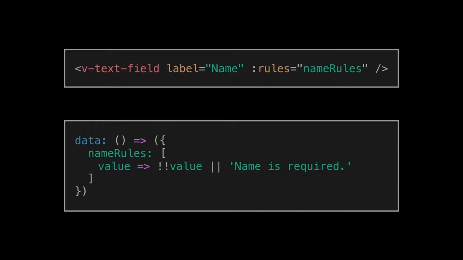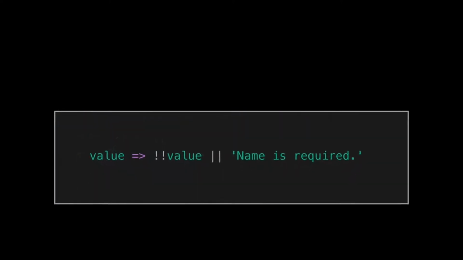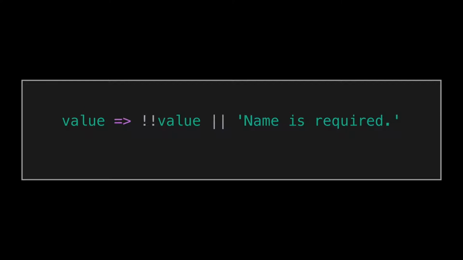In this simple example, we have a text field with the label of name and the rules v-bound to the data property name rules. As you can see, it takes an array and we have a single rule in here which checks whether or not name exists. Let's break it down a little bit more. For each rule, it is typically defined using an arrow function, where it is always passed the input value which you can name whatever you want. To be explicit, I'm calling it value.